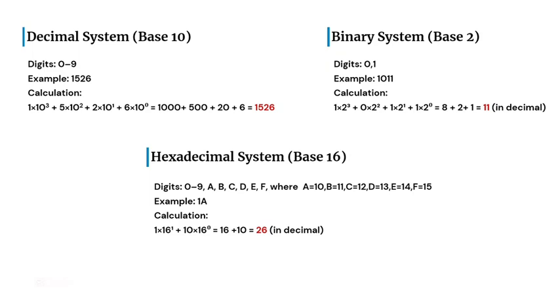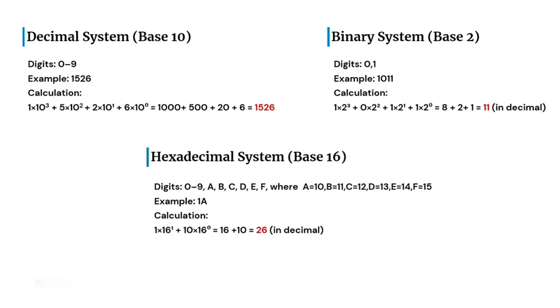In our everyday decimal system, each position represents a power of 10. For example, the number 1526 is calculated by adding up 1 times 10 to the power of 3, plus 5 times 10 squared, plus 2 times 10 to the power of 1, plus 6 times 10 to the power of 0, equals 1000, plus 500, plus 20, plus 6, which equals 1526.